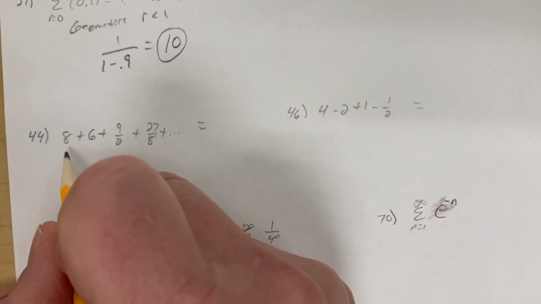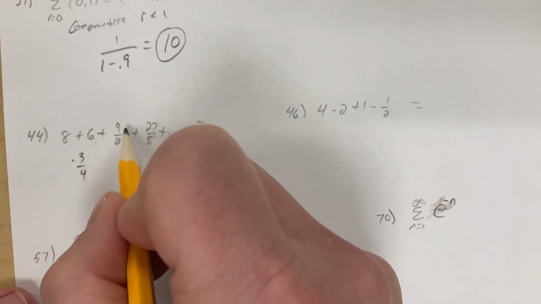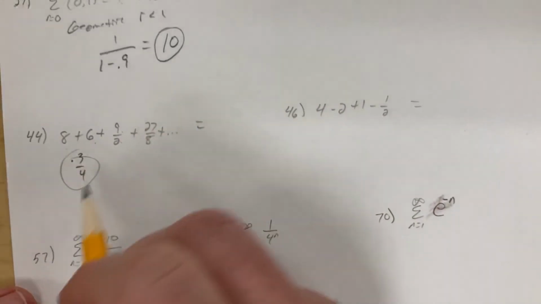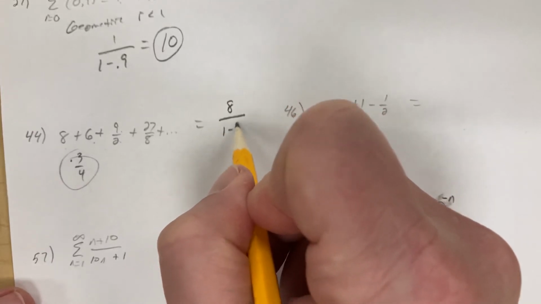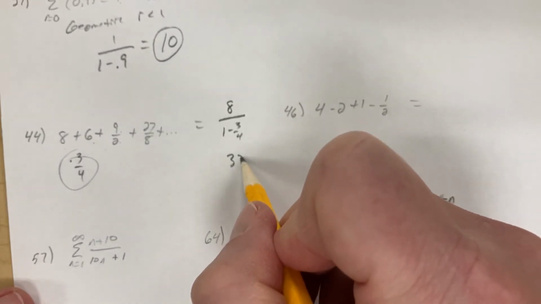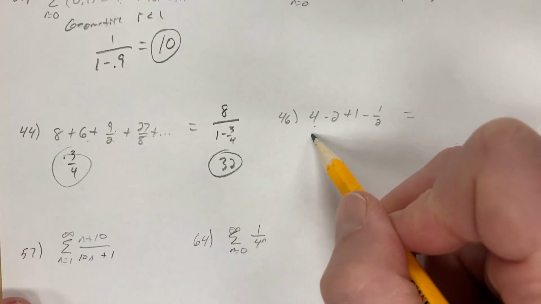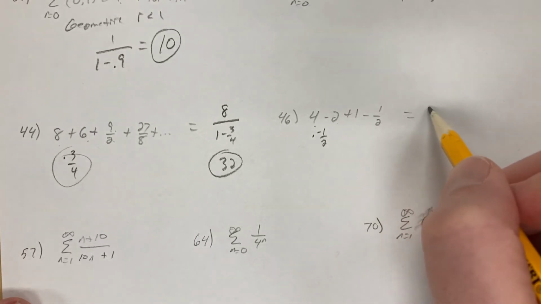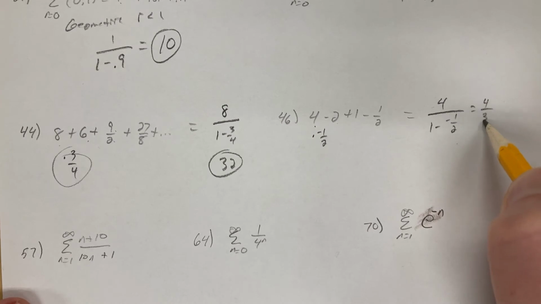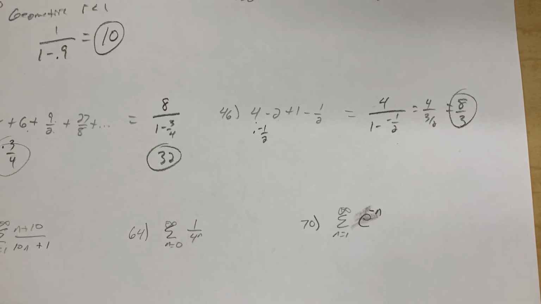Similar idea on 44, we have 8 plus 6. To get from 8 to 6, we multiply by 3/4. To get from 6 to 9/2, we multiply by 3/4. To get from here to here, we multiply by 3/4, so that is our common ratio. So this is going to be our first term over 1 minus the common ratio, which is then 8 divided by 1/4, which is 32. For 46, to get from term to term to term, you multiply by negative 1/2. And so this is going to be first term over 1 minus the common ratio. So that's 4 over 3/2, which if you flip it over, gives us 8/3.